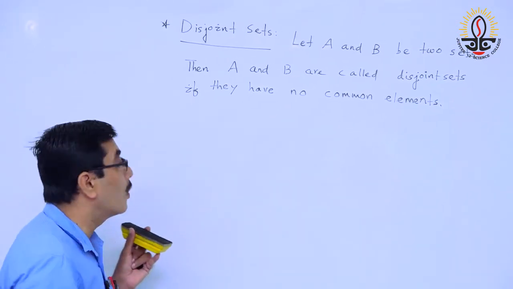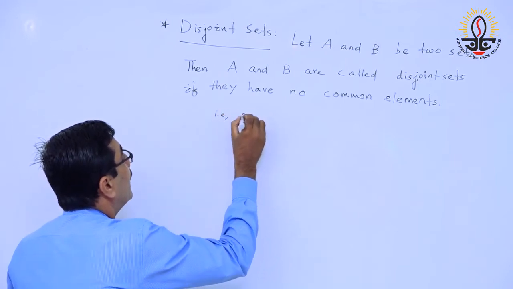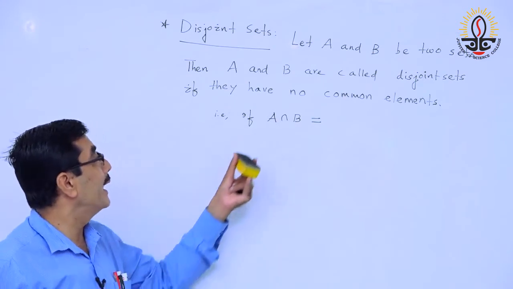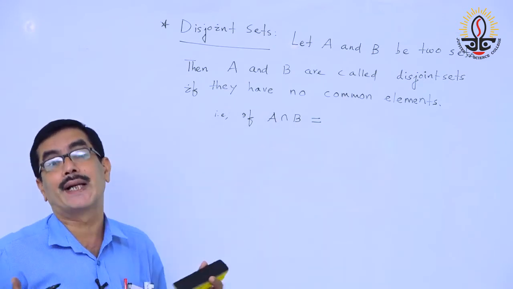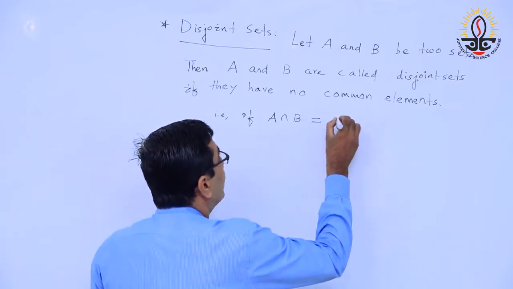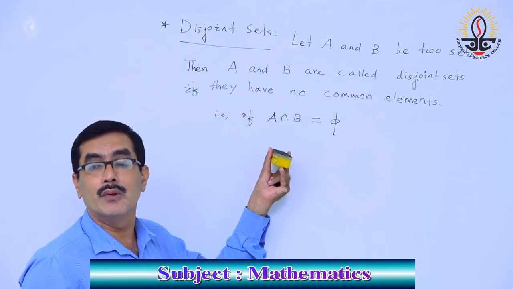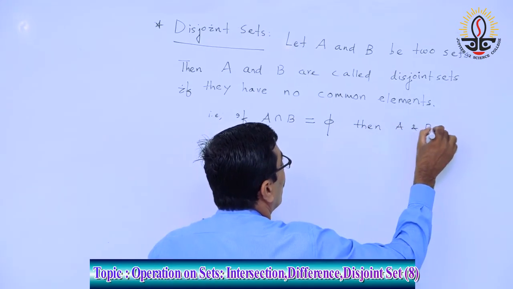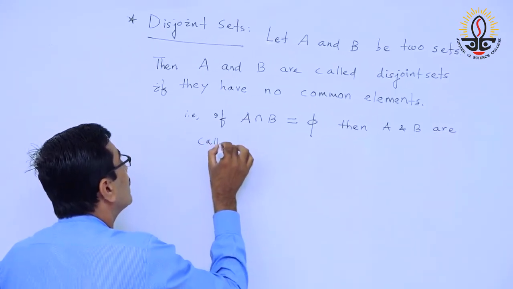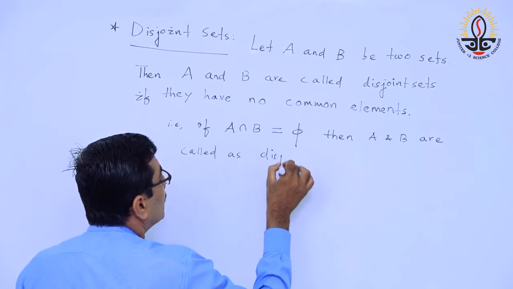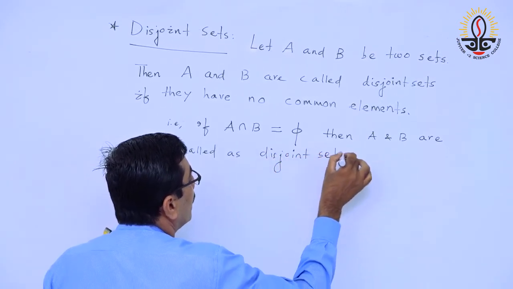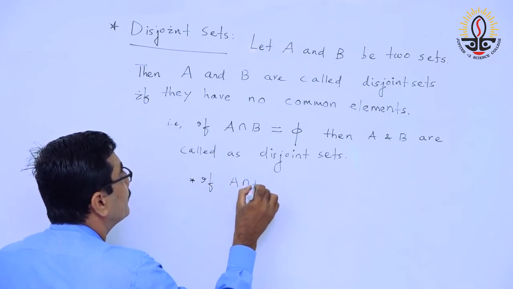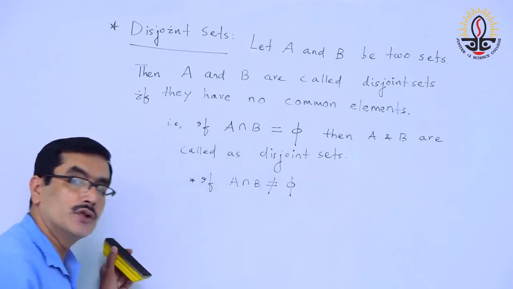That is, if A intersection B is equal to phi, meaning there is no common element, then A intersection B is an empty set, because there is no element in it. So if A intersection B is equal to phi, then A and B are called disjoint sets.